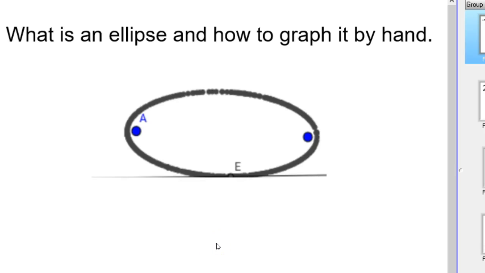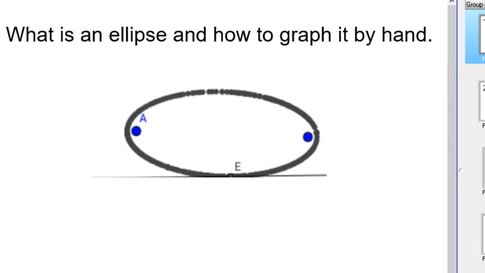What is an ellipse and how to graph it by hand? So I'm just going to do a quick demonstration of how to do this. I'm going to maybe show you some things you haven't seen before, but maybe you have. This is just a quick review. A and this other blue point, these are foci for this particular ellipse, E.